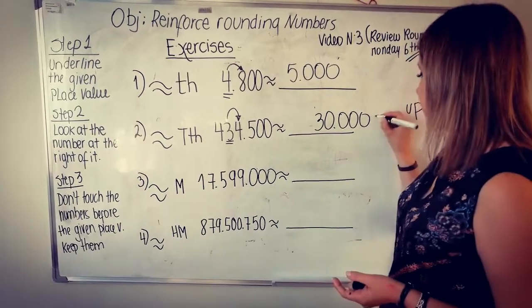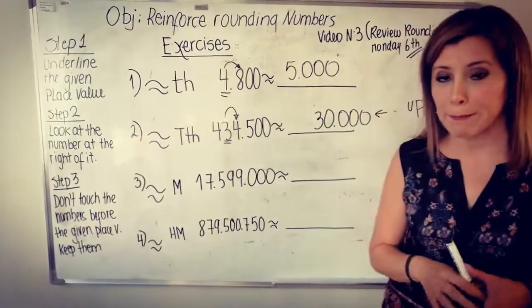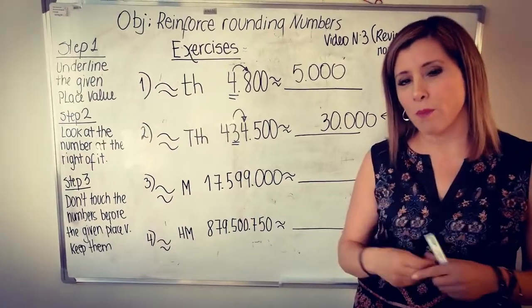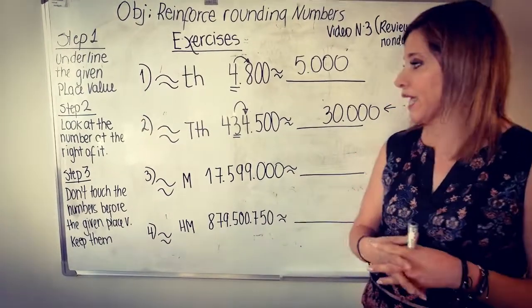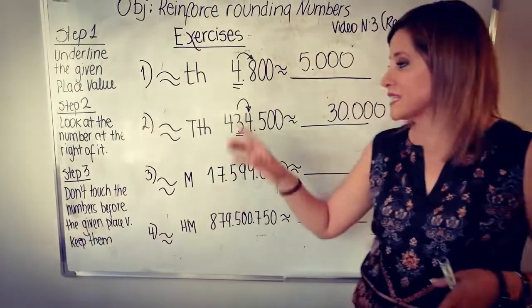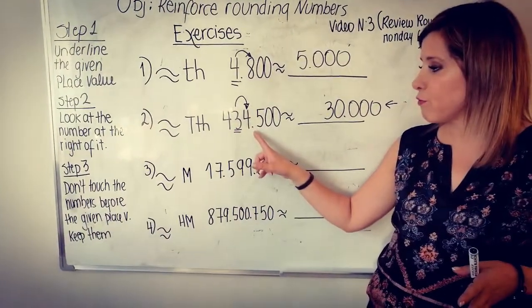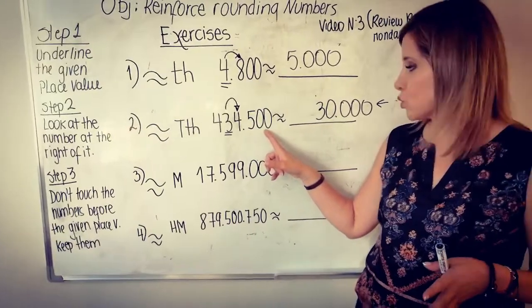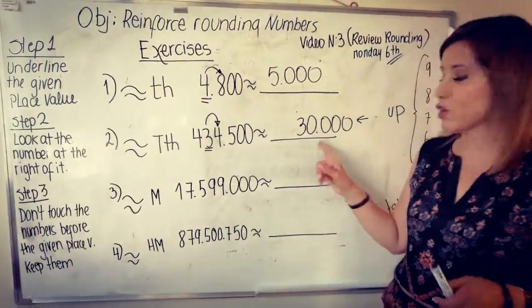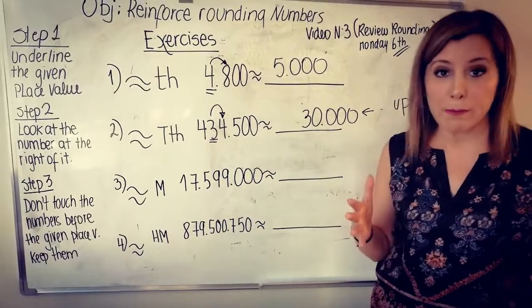But here, pay attention because there is a problem. Most of you had this problem when you did the homework. Because if you want to buy, for example, a computer that is 434,500 pesos, you cannot say that you need approximately 30,000 pesos because it wouldn't be enough.